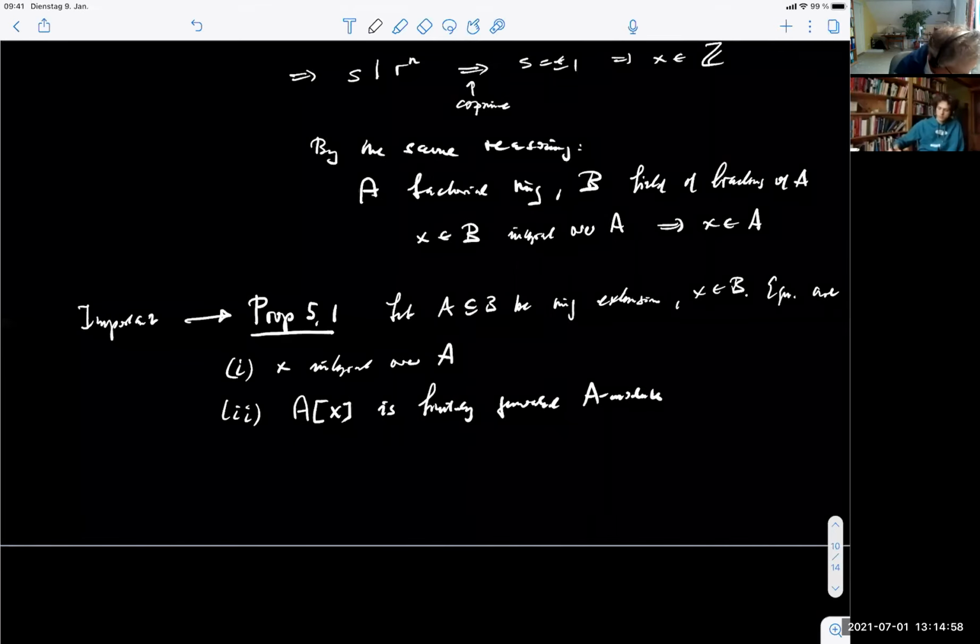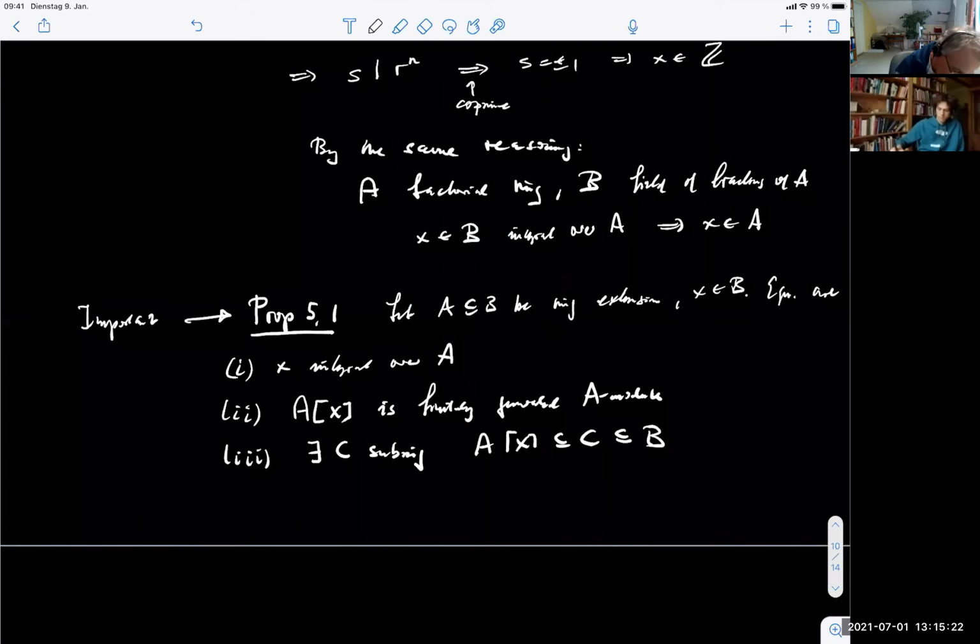Okay, this is condition 2. Or there is a third condition, of similar flavor. You say there is a subring C of B, which is sandwiched between A[x] and B, and C is finitely generated as an A-module. So it's like part 2, but instead of A[x], any subring.